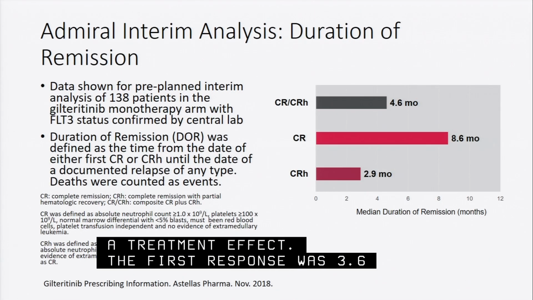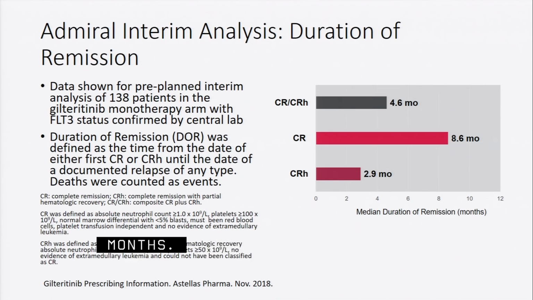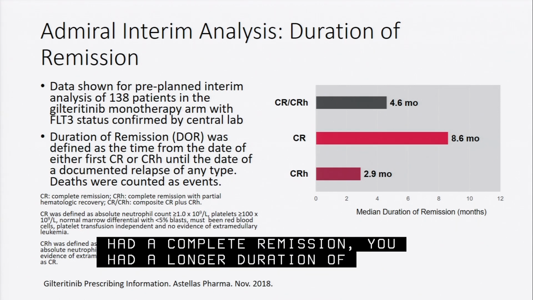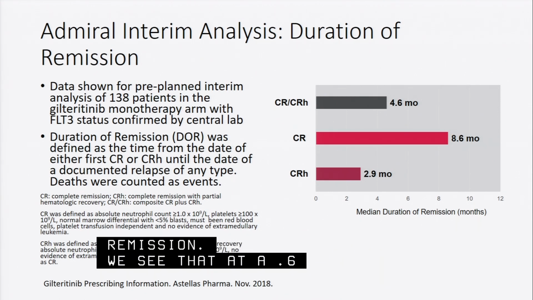Duration of remission: if you had a complete remission, you obviously had a longer duration of remission. We see that here at 8.6 months. CRh was 2.9 months, and the blended rate of CR and CRh was 4.6 months.